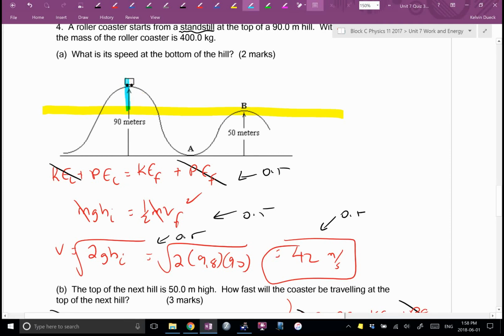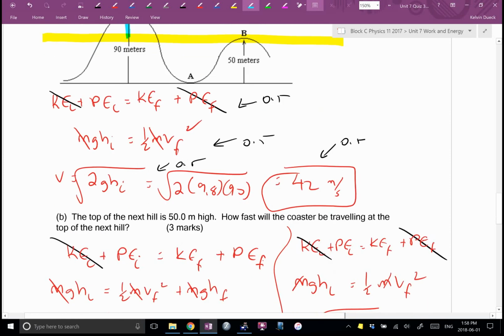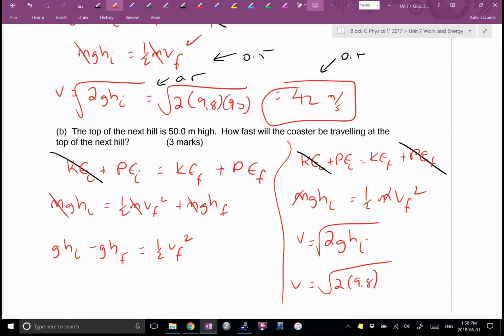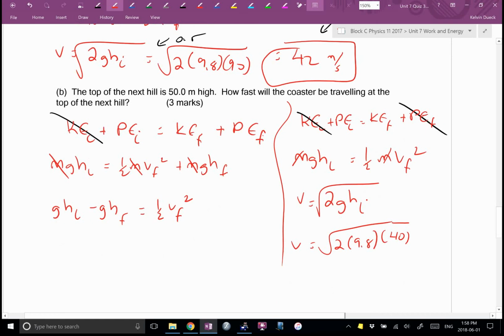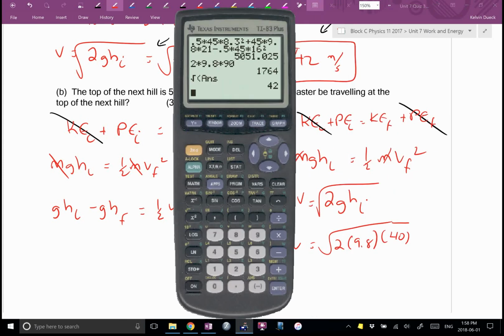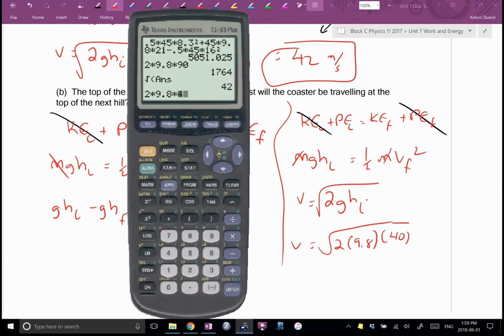that height. This will work. Which one is less writing? The clever one. 2 times 9.8 times 40, square root. I think this might even work out evenly. Yeah, 28.